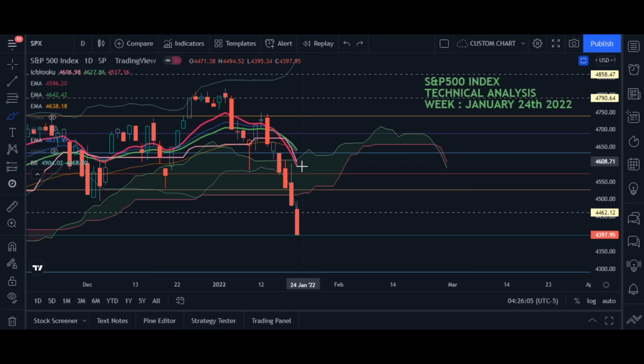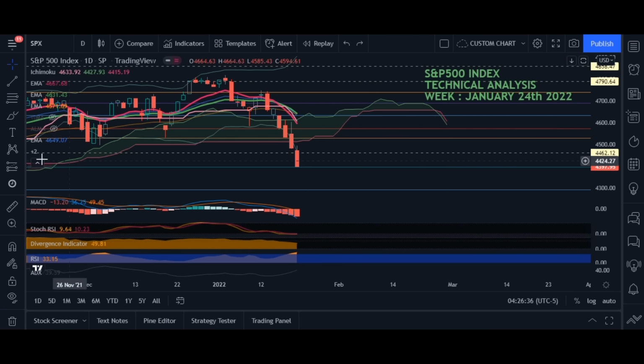Then comes the moving averages. There is clearly a crossover in the moving averages, and the market has closed below the moving averages 2, 3, 4 times, which means the market is clearly bearish through the moving averages. Next comes the Ichimoku, because the market has closed below the Ichimoku, which means the market is bearish.